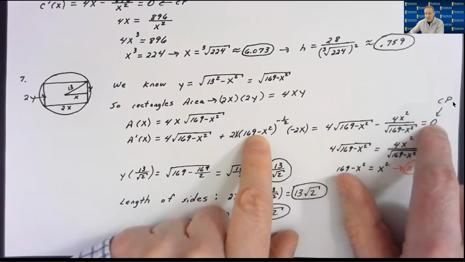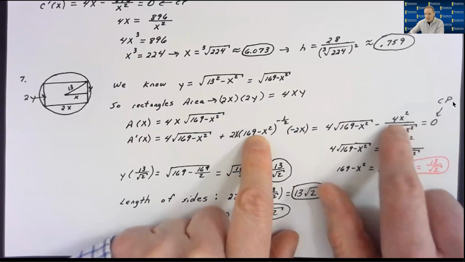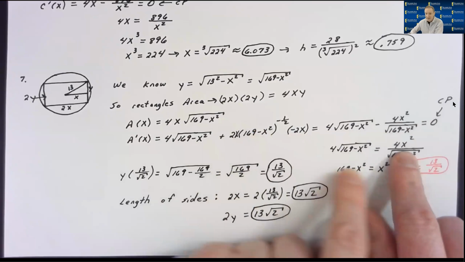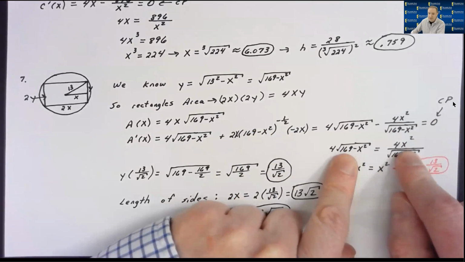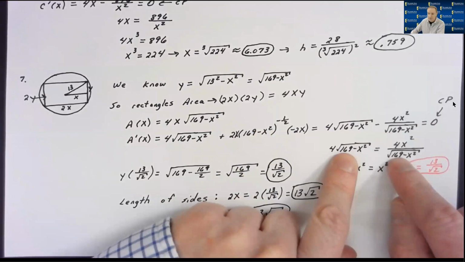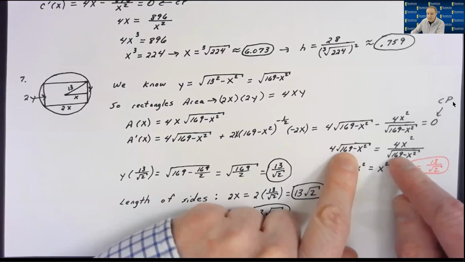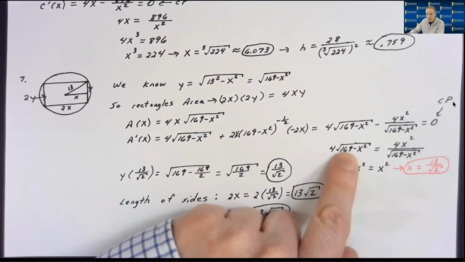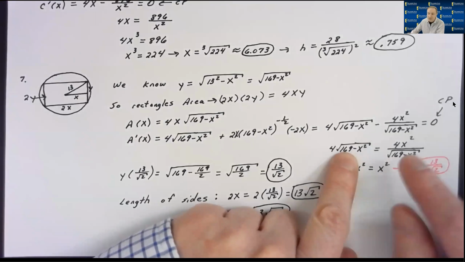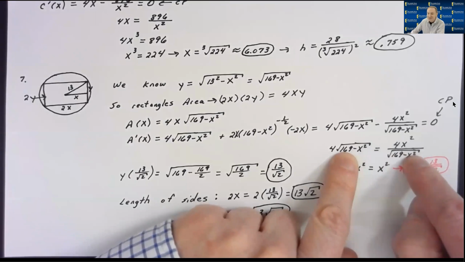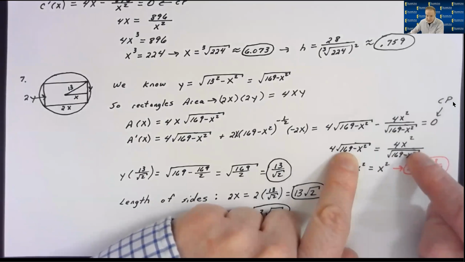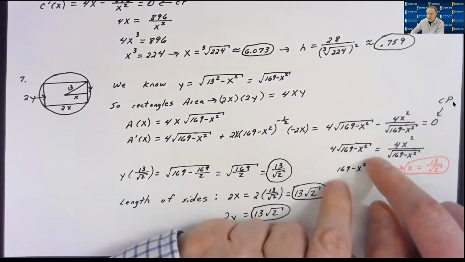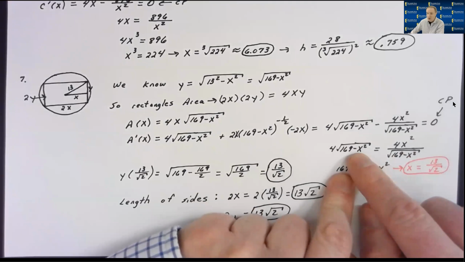Okay, now we set this equal to 0. So I know I can just move this function over to the right-hand side, and I'll have 4 on that root is equal to 4x squared over the root. Then I can say, well, all right, I can't solve for x as long as it's inside of a square root or inside of the denominator. I can handle both of those issues in one step here by simply multiplying by that square root of 169 minus x squared on both sides.